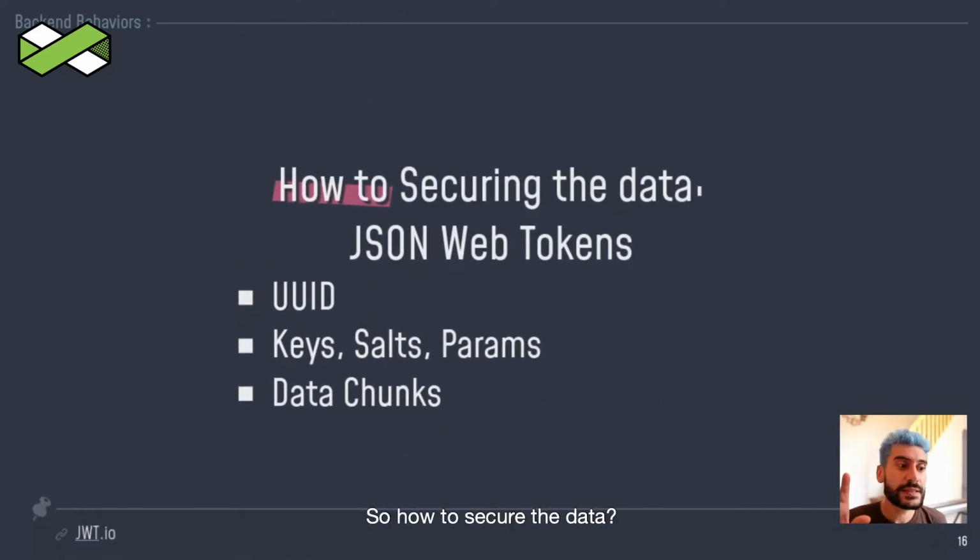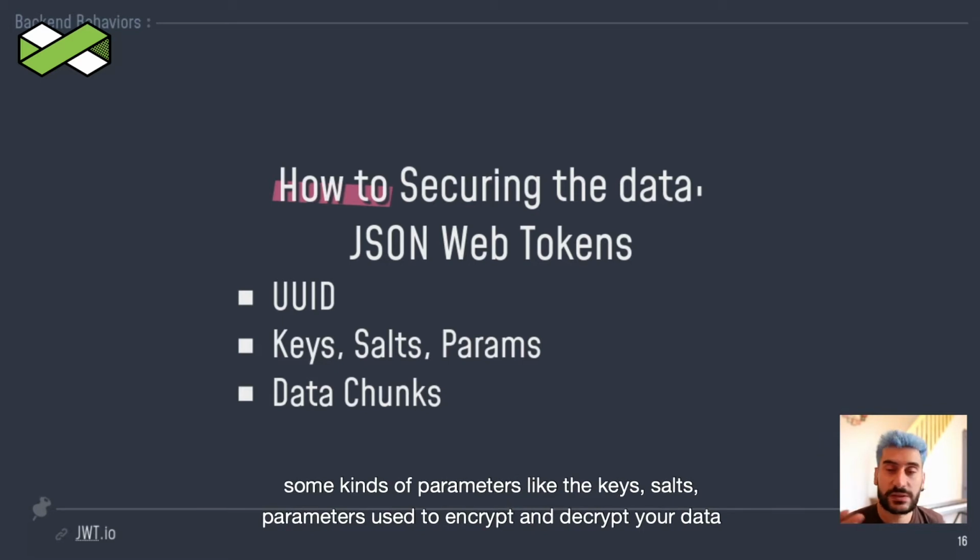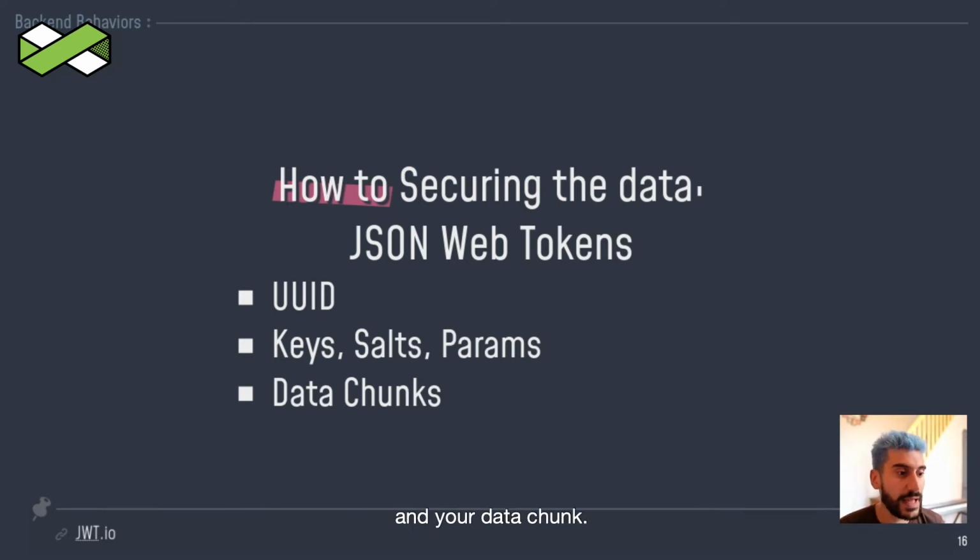So how to secure the data? We will rely on the JSON Web Token. JSON Web Tokens are a kind of JSON model that is defined in an RFC, and this definition hosts different kinds of data, like a UID, which corresponds to your user, various parameters, like the keys, salt, the parameters used to encrypt and decrypt your data, and your data chunk.